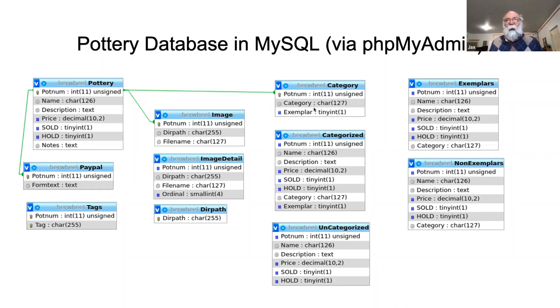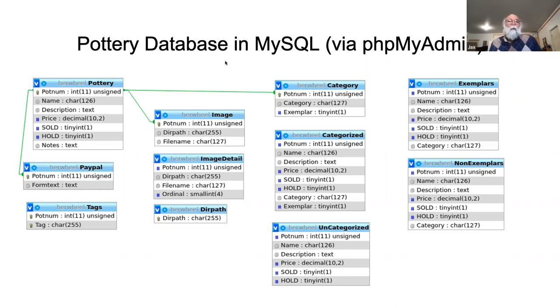There are a couple of views. A pot falls into one category in this design, and I have a view that gives you a list of all the categorized pots and all the uncategorized pots. And then there's a table of exemplars. A pot can be an exemplar, a particular one, if you want to show one out of the category, like one glazed pot, or one functional piece of pottery, or one non-glazed pot. There's a table of exemplars that are examples of the particular kind of pot. And then there was a view of non-exemplars, just another view.